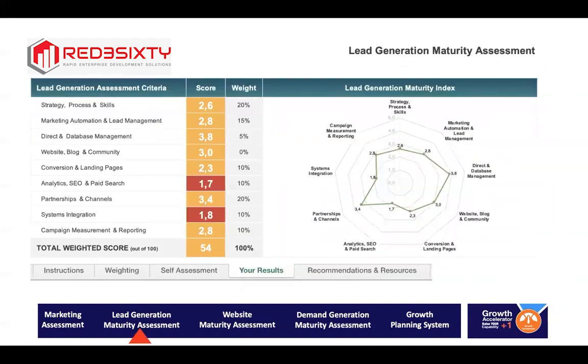We also provide you with a lead gen maturity assessment: how effective or mature is the company at generating leads. Again, the results are provided, along with instructions, the weighting, the self-assessment, and ultimately recommendations and resources to use. Here you see another broad assessment, looking at website conversion analytics, partnerships, channels, system integration, and campaign management. So it's a very comprehensive assessment on lead generation maturity.